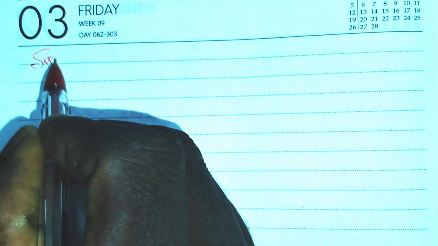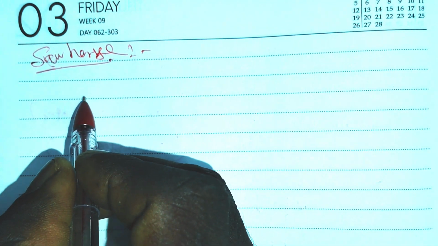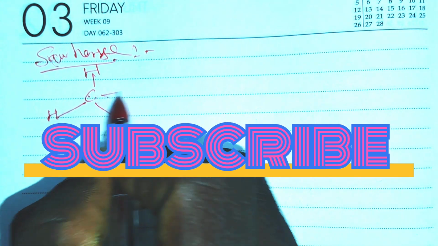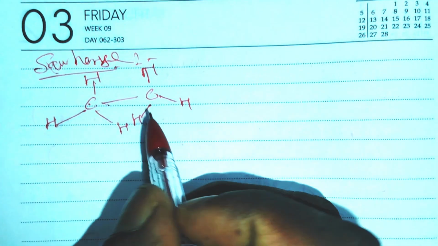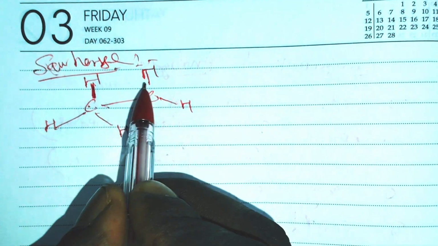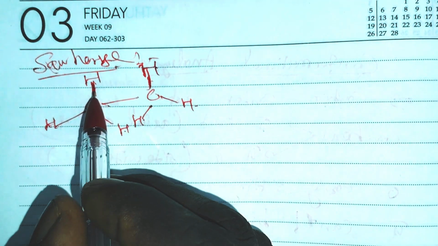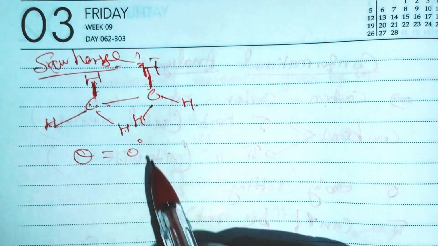Now we go to the Sawhorse projection, the Sawhorse method. Here is the carbon, here is a hydrogen, here is another hydrogen, here is another hydrogen, here is a carbon, here is a hydrogen. In this case, this bond and this bond are on the same axis. So this hydrogen and this hydrogen, this hydrogen and this hydrogen, from here the dihedral angle is equal to 0 degrees.